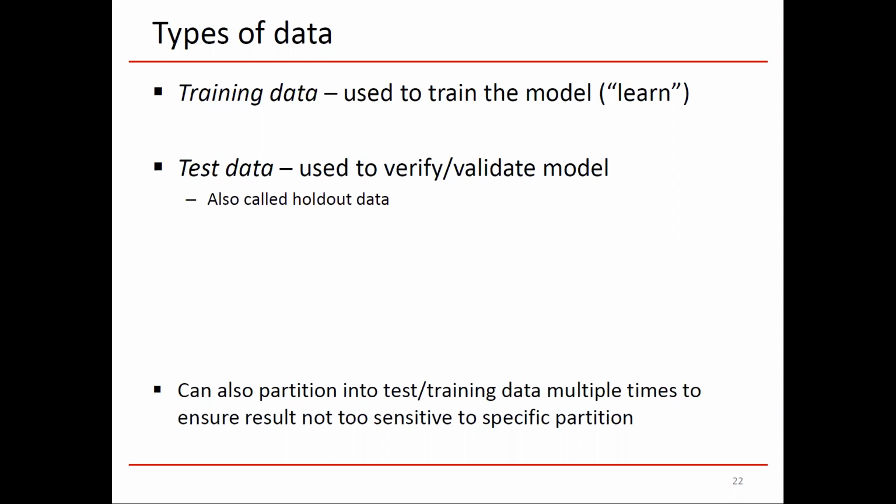But the idea is you have all the data, you partition it into 2, training and test. Now, this can get more intricate. For example, you can partition into test and training multiple times, and you can check each partition separately. And one of the objectives of having multiple such partitions is to make sure that your overall result, meaning how well did your learned model work on the test data, you don't want it to be overly sensitive to one specific partition, and you want it to work well on multiple partitions.